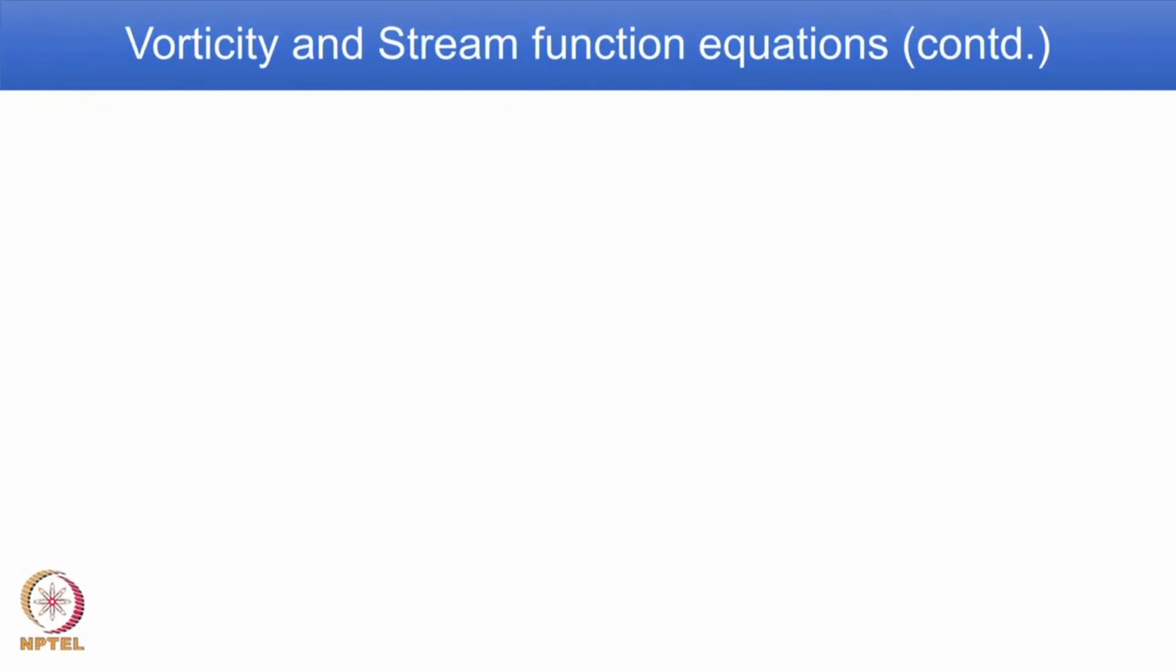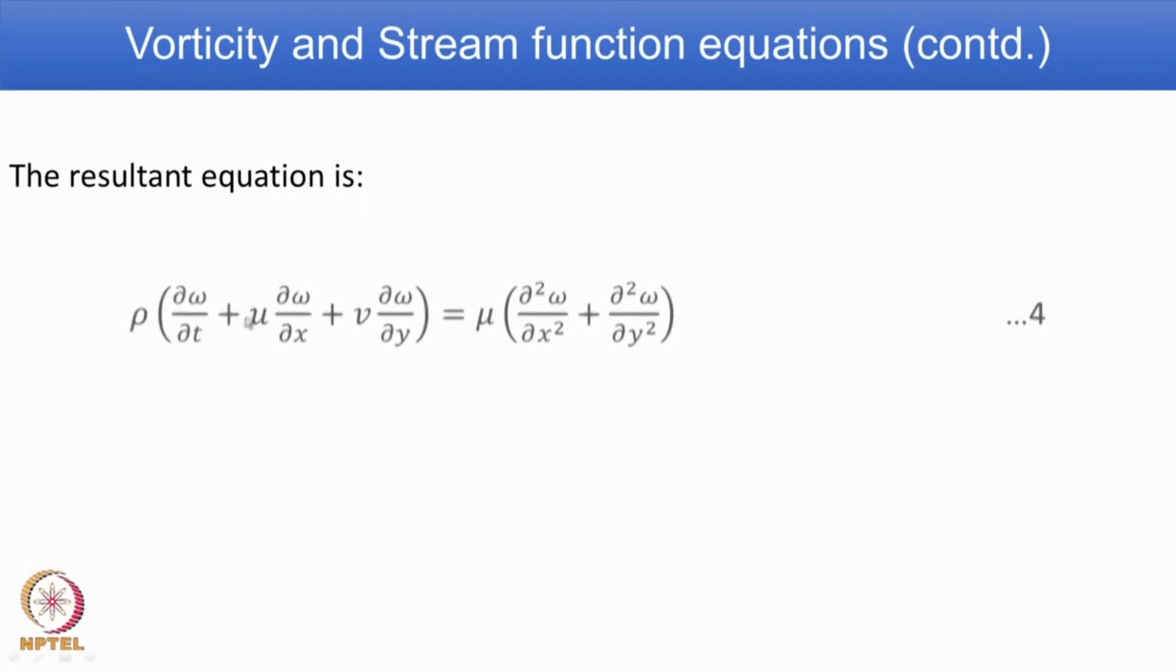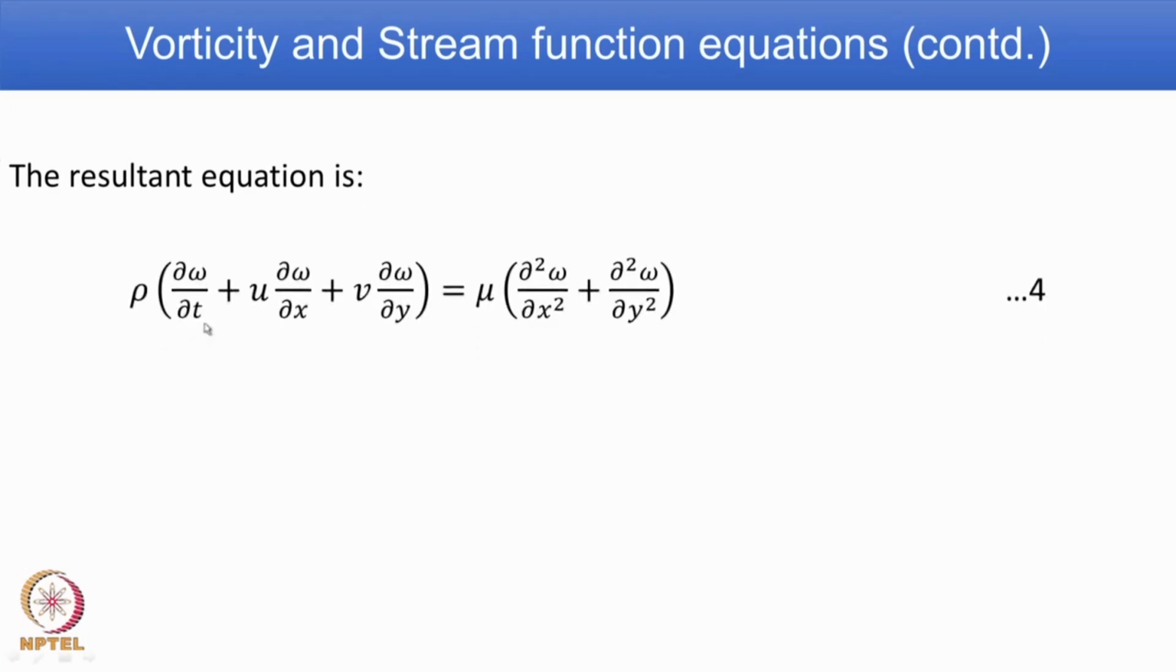So, finally, the resultant equation will look like this. First term dou omega by dou t we have seen in detail, u into dou omega by dou x we have seen, and v into dou omega by dou y you can derive. Similarly, you can repeat that exercise on the right hand side and you get an equation like this.